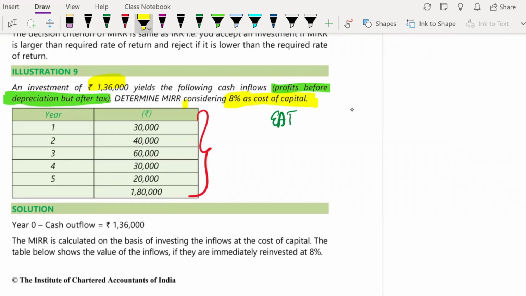MIRR reinvestment rate is what? MIRR assumes that the reinvestment rate is IRR or cost of capital. What does modified internal rate of return assume? Cost of capital. Very good.